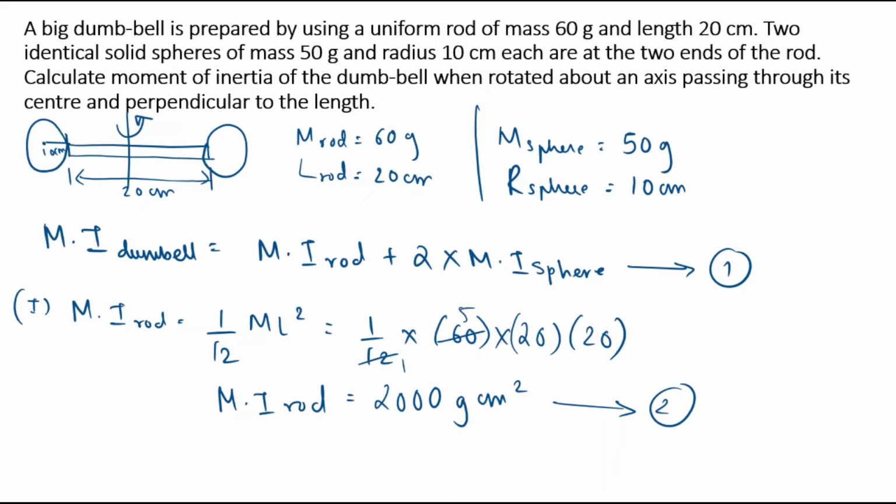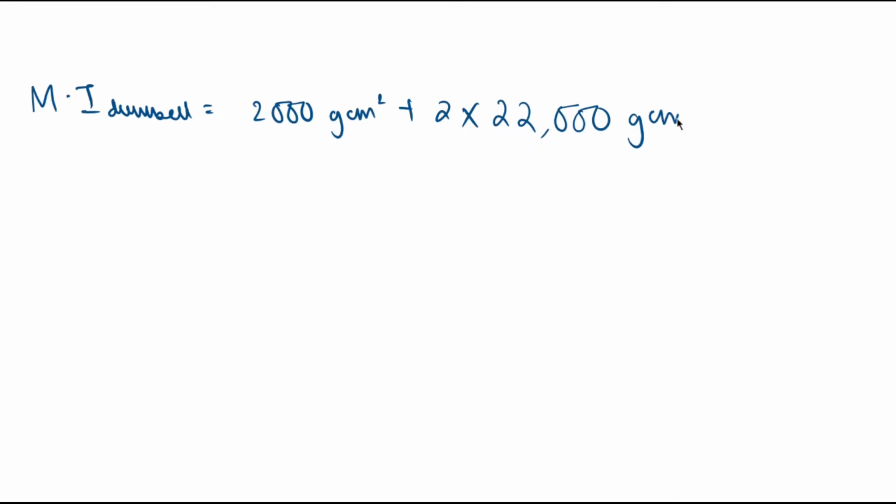Now putting equation 2 and equation 3 in equation 1, we get the moment of inertia of the dumbbell equal to the moment of inertia of the rod, which was 2000 gram centimeter squared, plus twice the moment of inertia of the sphere for the axis passing through the center and perpendicular to the length of the dumbbell, which is twice 22,000 gram centimeter squared. So this is 44,000 and this is 2,000, which comes out to be 46,000 gram centimeter squared. I hope you got this sum.